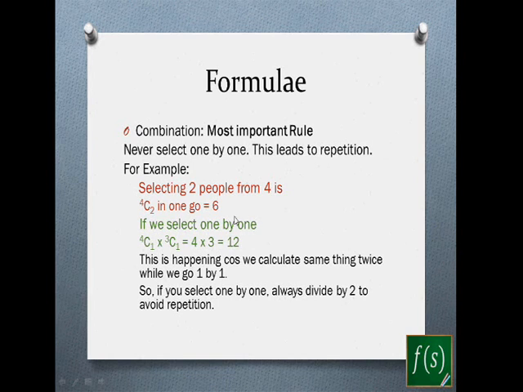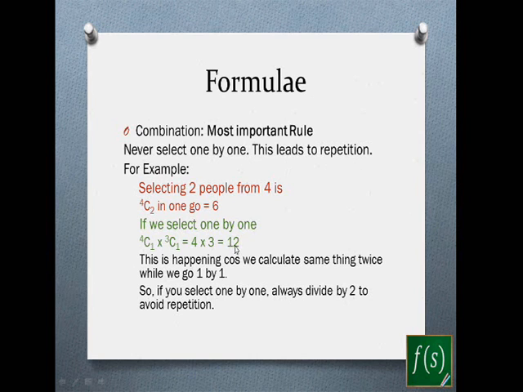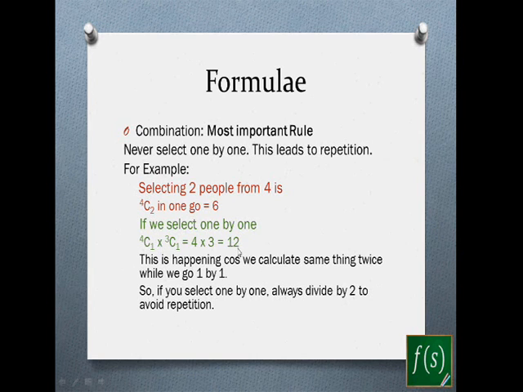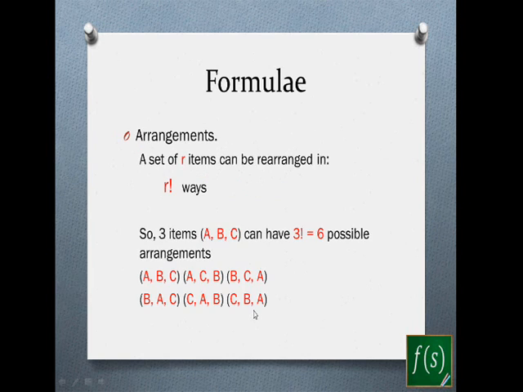Why is the difference here? Because in the second case, when you're selecting one by one, you're actually repeating the same set also. So Sachin followed by Dravid and Dravid followed by Sachin are being considered 2 separate cases when you are going one by one. But in combination, these 2 are the same. So I advise you not to select items one by one, and if you do select them one by one, always divide by 2 to avoid the repetition.